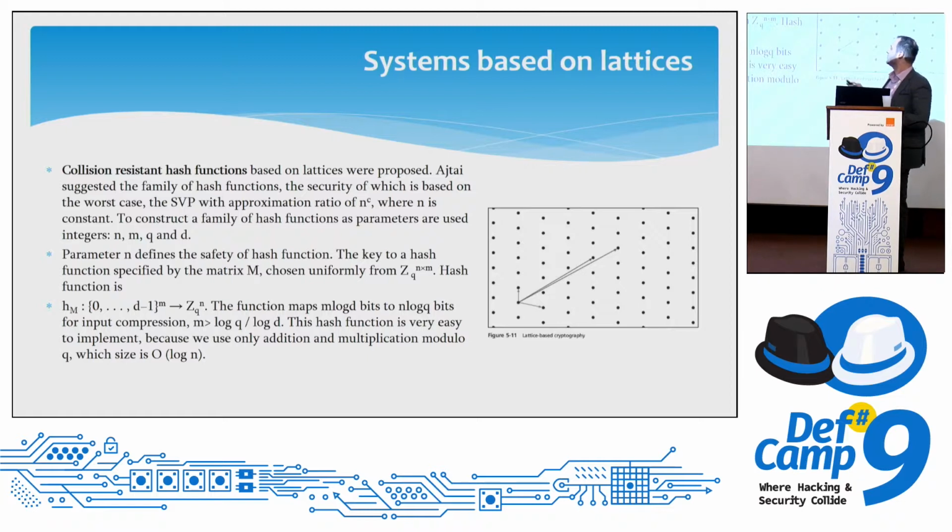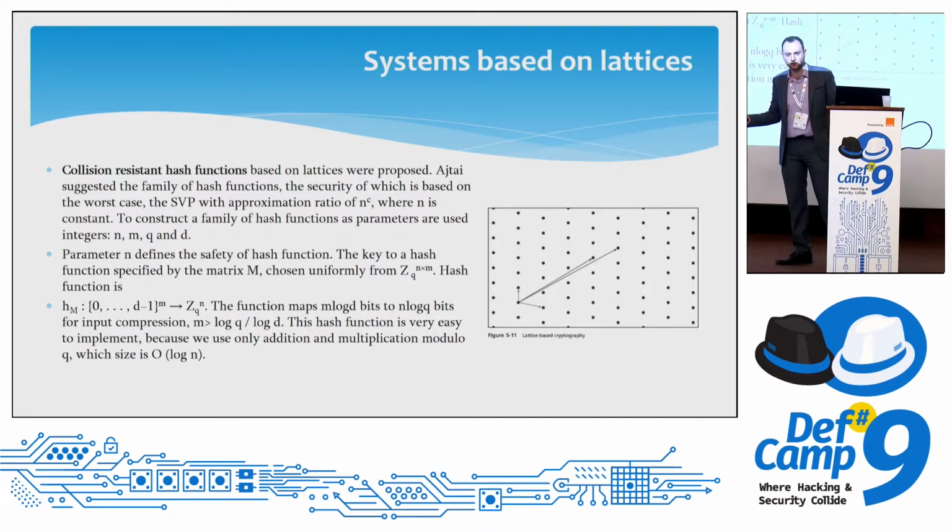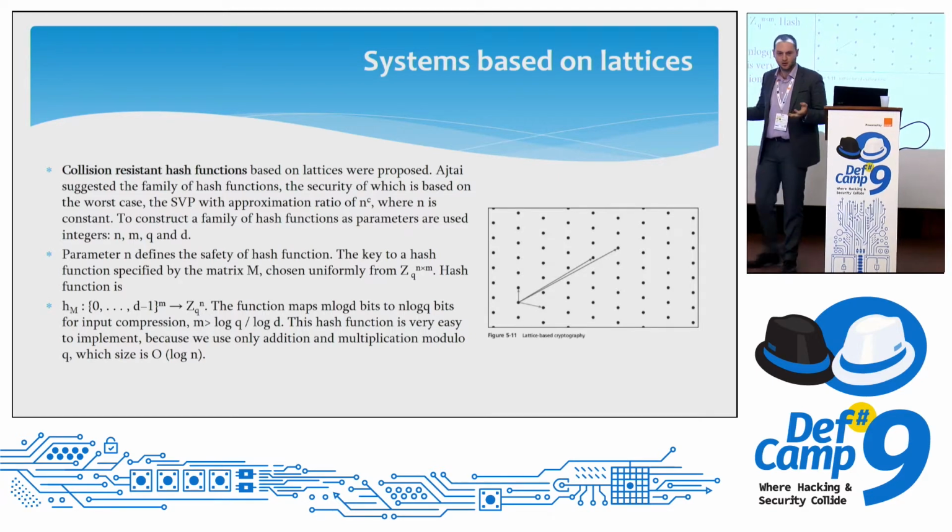And to construct a family of these hash functions, we need 4 parameters, where n defines the security of our hash function. As the key, we take the matrix M that is chosen uniformly from Z_q, and the hash function maps it to Z_q^n. So the function maps m log d bits to n log q bits. Now m, of course, must be more than the division of these two, and this function is very easy to implement because it uses what? Only multiplication and addition modulo q, yes?